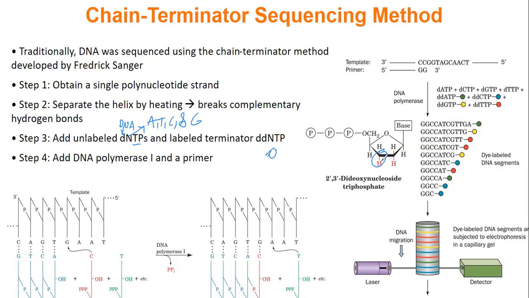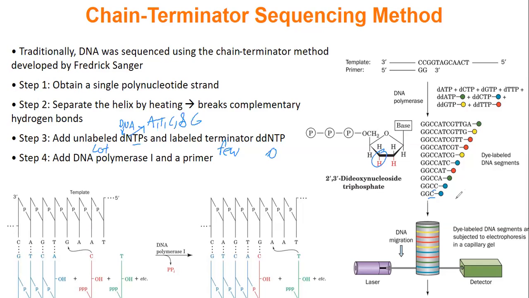And so the idea is you add a lot of the unlabeled dNTP, and a few terminator ddNTPs that are labeled with something, like something to make it fluoresce under light. And what you do is you give each nucleotide a different color. So here, C is blue, A is green, T is red, G is yellow.